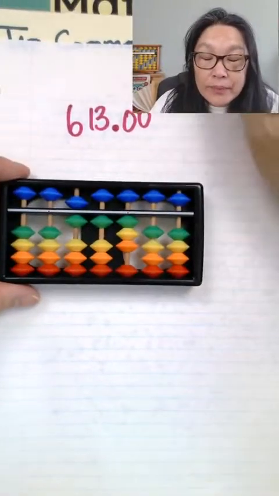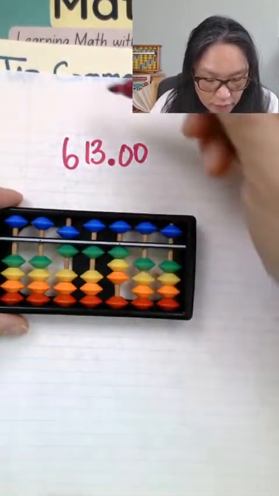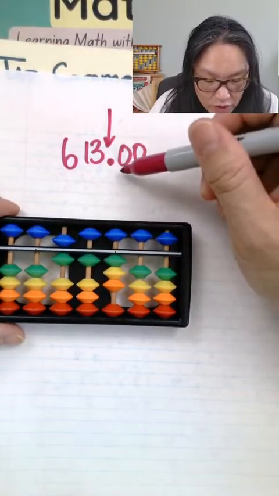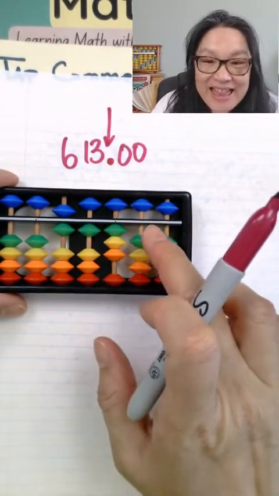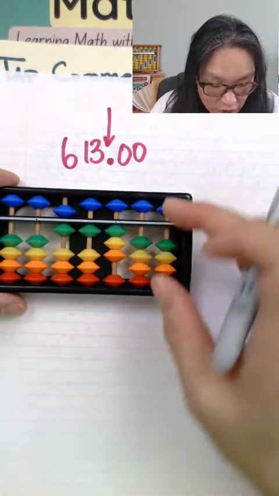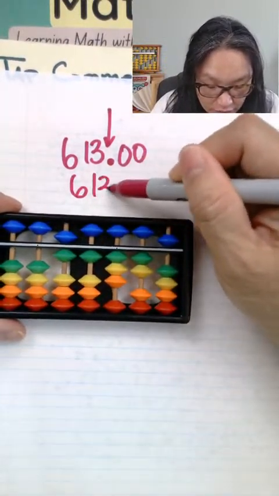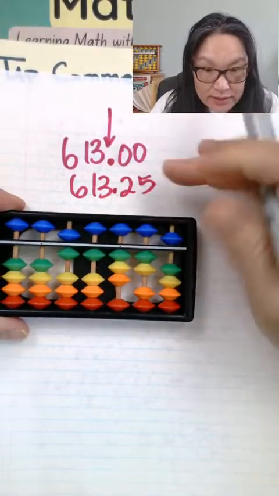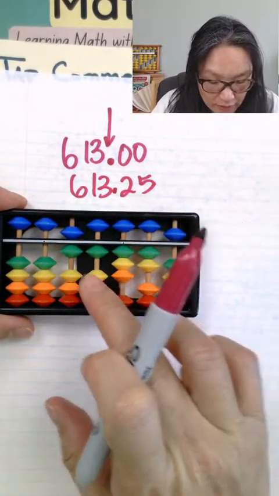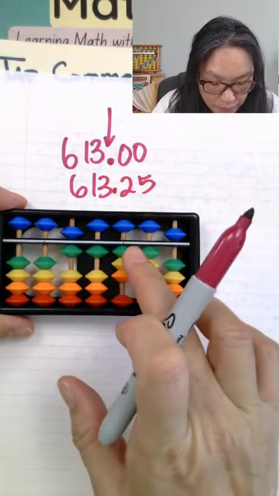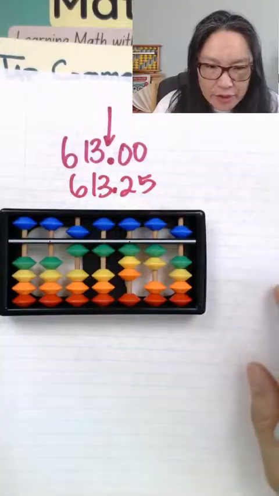Just like when we have our money, it doesn't take a place value. So what's going to happen is we have our ones, and then we have our tenths, and then hundredths. So if I'm going to change it, I can change it to 25. So now we have 613 and 25 cents. Make sense? So now we have what? 613.25. Jenny, I'm not sure how you got 10.